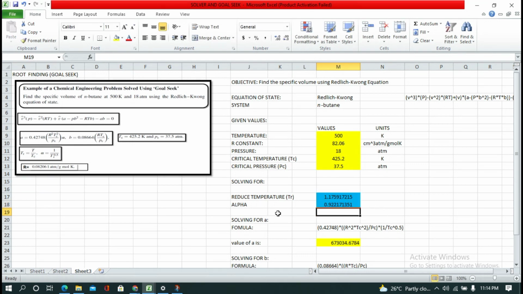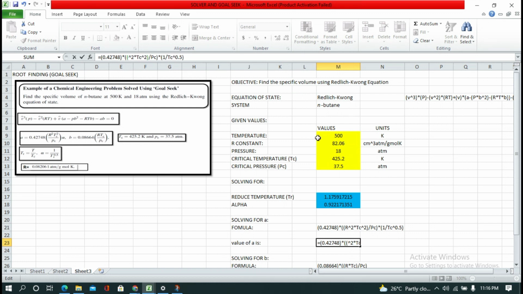Click enter. So the value of our alpha is 0.922171351. The next, solving for A. So the formula to find this one is this one. I already inputted the formula, so we just need to copy this one, then put it in here, then put equal before the equation to perform calculation.